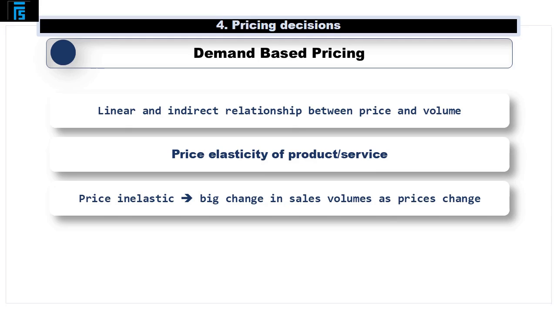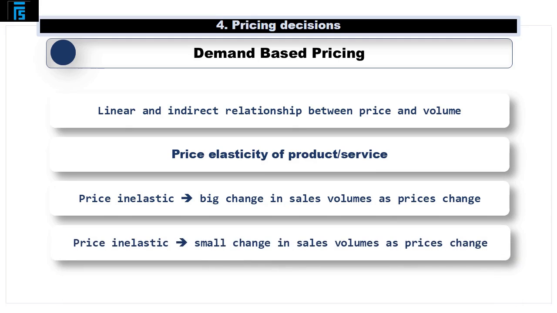Think of luxury holidays and designer clothes, whereas a product that is price inelastic will show a small change in sales volumes as prices change. These are usually basic or necessary products and services like milk, bread and petrol.